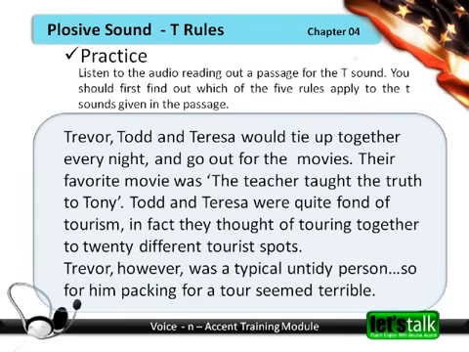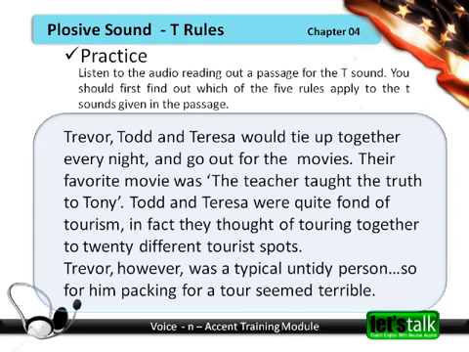Now, let's practice. Listen to the audio reading out a passage for the T sound. You should first find out which of the 5 rules apply to the T sounds given in the passage.